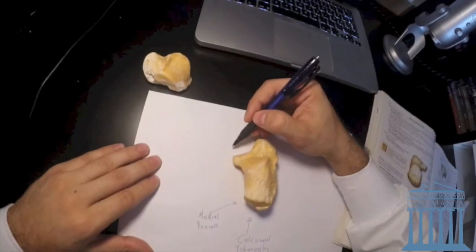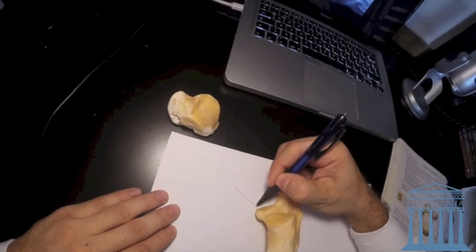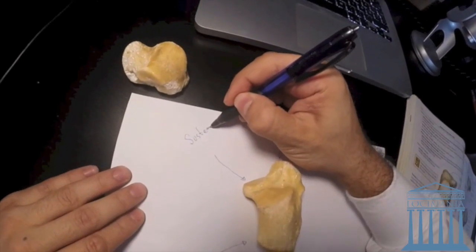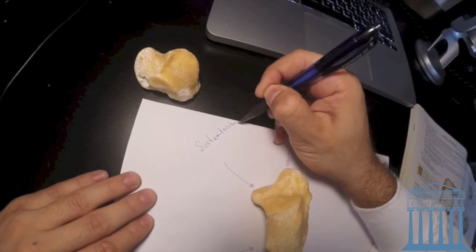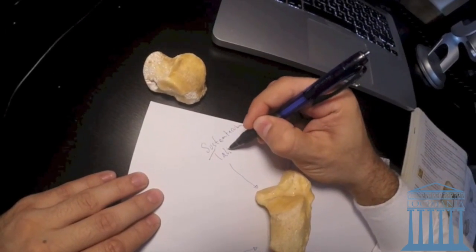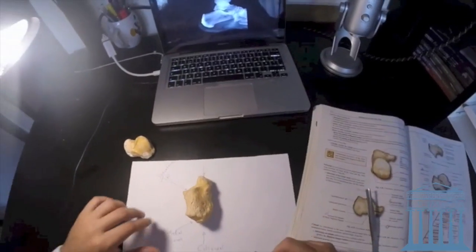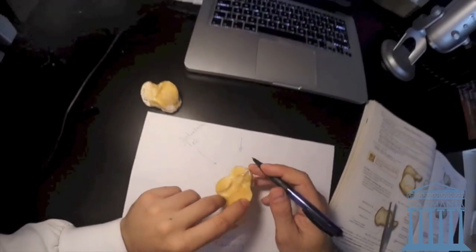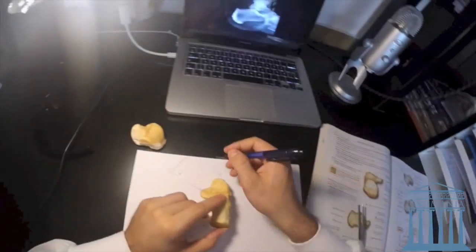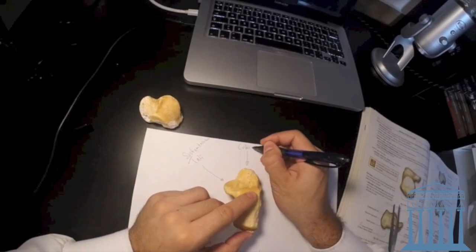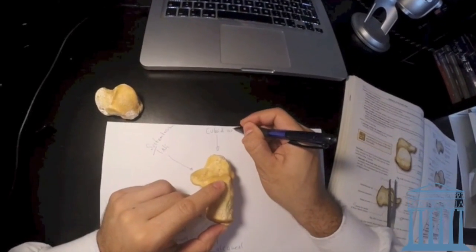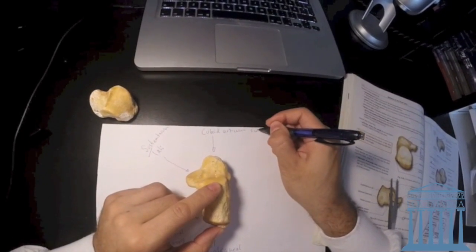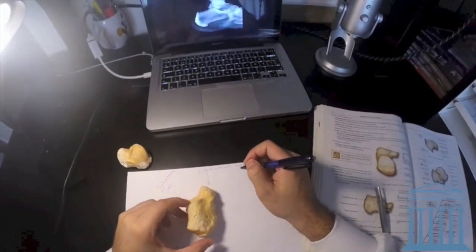Let's go further. What is that part that I mentioned right now? That is the sustentaculum tali. Sustentaculum tali on the medial side. Exactly. And let's see what we should choose now. Yeah, let's just take that surface there. So that is the articular surface for the cuboid bone. It articulates with the cuboid bone.